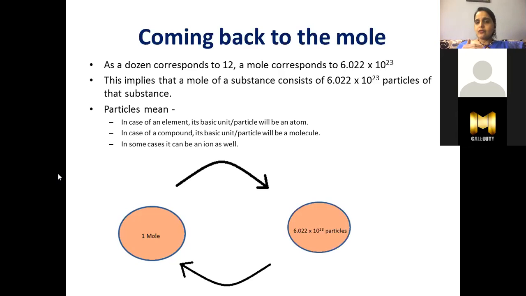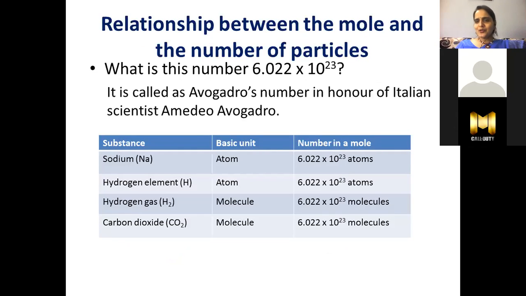So when I say 1 mole, that means 6.022 into 10 raised to 23 particles. Or in case I say 6.022 into 10 raised to 23 particles, that will imply I have 1 mole. So you must keep this number in mind. It's a very sacred number for us. So what is this number, 6.022 into 10 raised to 23? This number is called Avogadro's number.